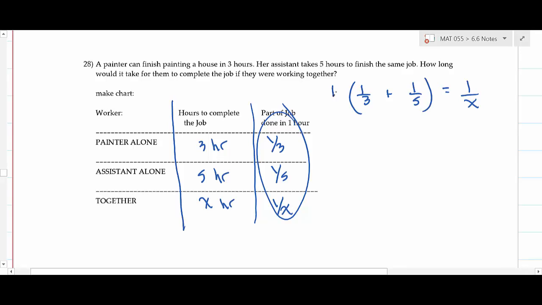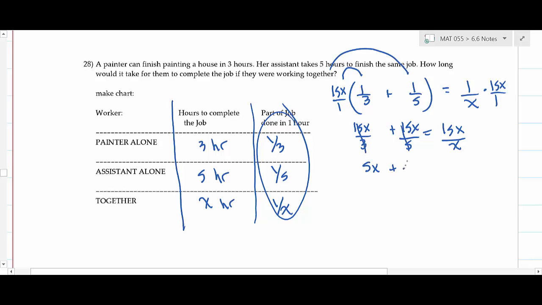So this one I'm going to multiply by 15x, both sides like that. Okay, if you multiply that straight across, that's 15x over 3. This is 15x over 5. And then this side is 15x over x like that. Okay? And if you write stuff out clearly, you're less likely to make mistakes. So that's 5x plus 3x is equal to 15. Okay? Then you have 8x equals 15. If you divide by 8, you have x equals 15 over 8.